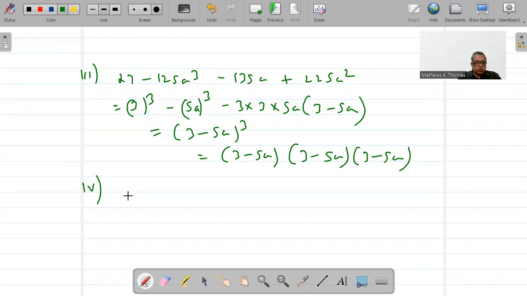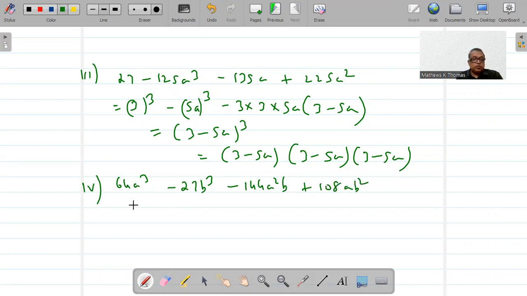So fourth one was 64a cube minus 27b cube minus 144a square b plus 108ab square. This is the question.